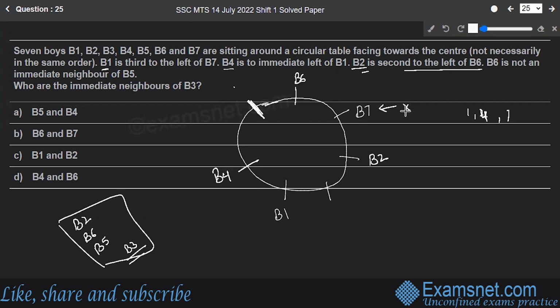Okay. It's already occupied by B7. So B2 can't sit over here. Right, I think we are done with this.